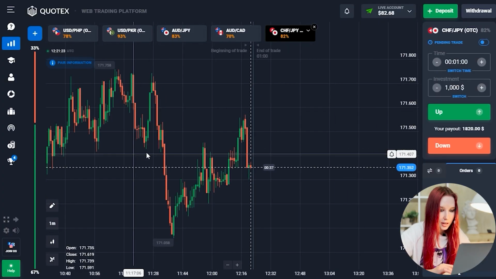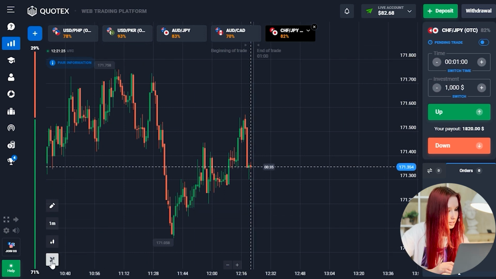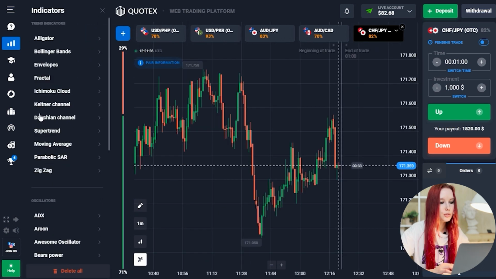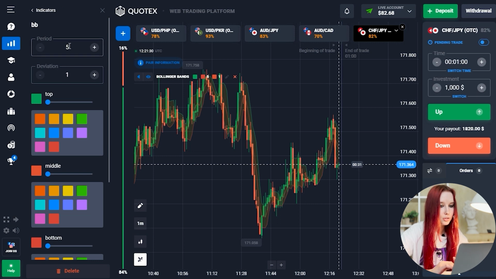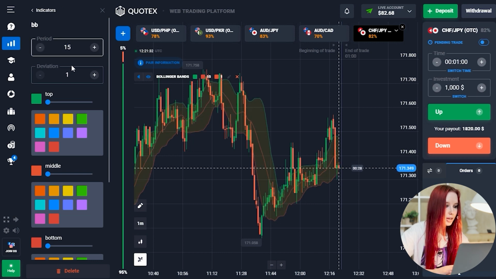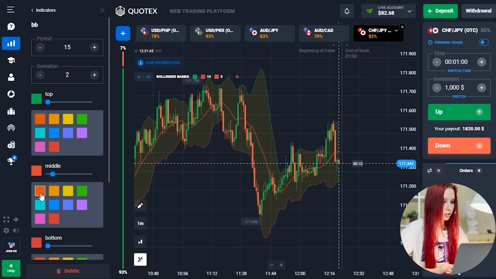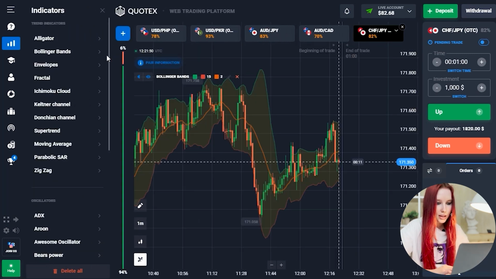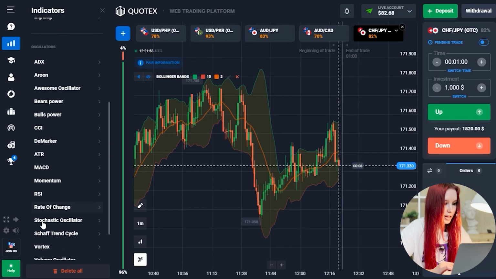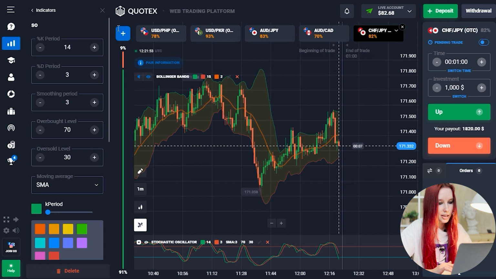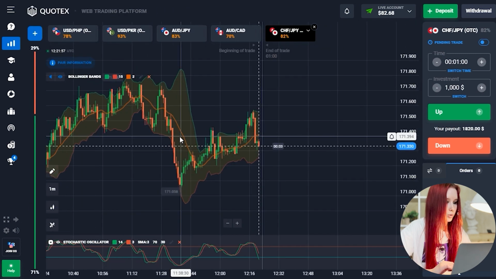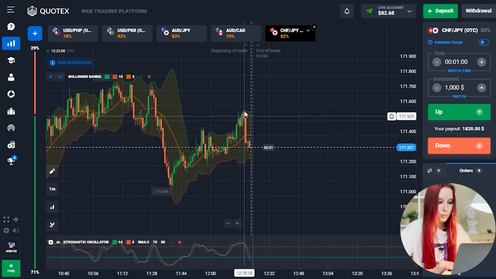Well, as you can see, I have $82 in my balance, as I said, and today I'll use the Bollinger Bands indicator with a period of 15 and a deviation of 2. I also want to make the middle line of this indicator orange. You can choose absolutely any color, but I choose this one. It's my favorite. And I think the best option is to combine this indicator with the stochastic oscillator. It perfectly shows the overbought and oversold points.